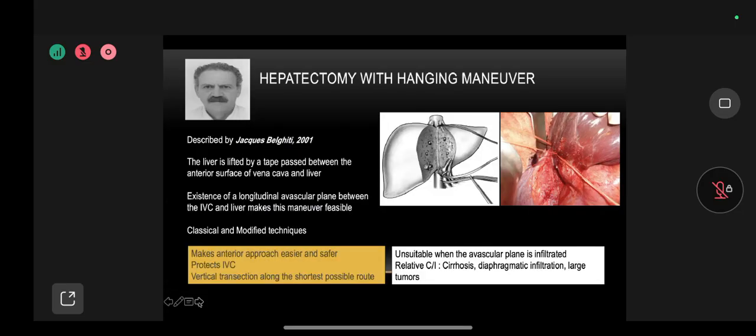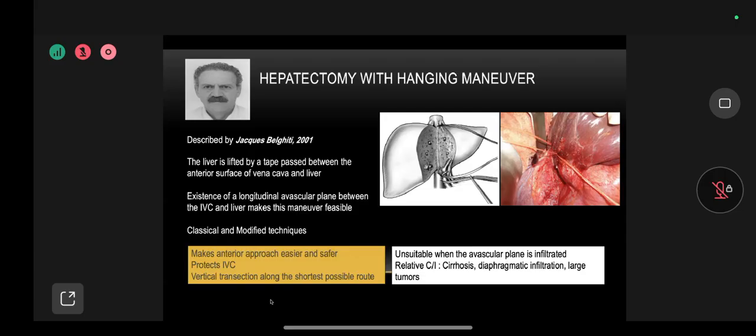The hanging maneuver, I briefly alluded to before, is mainly based on the principle that there is an avascular plane between 3 and 9 o'clock, which makes this maneuver possible. This was described by Professor Jacques Belghiti from France. And the classical hanging maneuver was actually only a blind instrument or a tape which was passed. But I would be a little skeptical if I had the previous patient in front of me with a large tumor and doubtful planes with the diaphragm and cava.